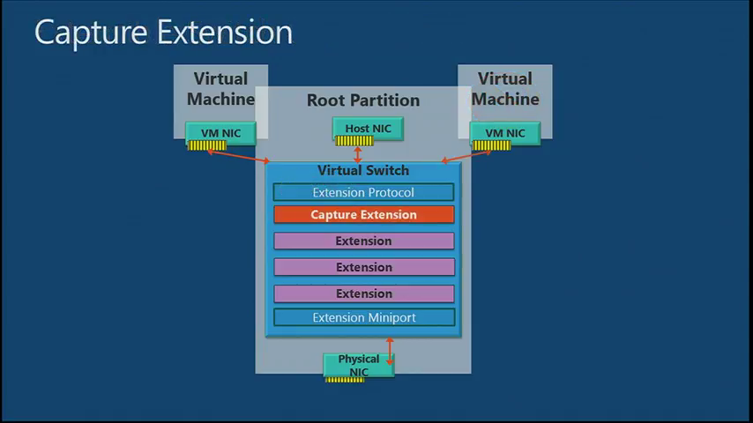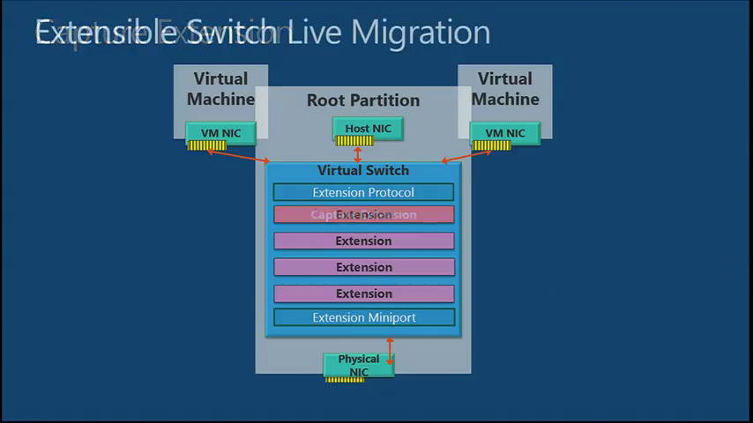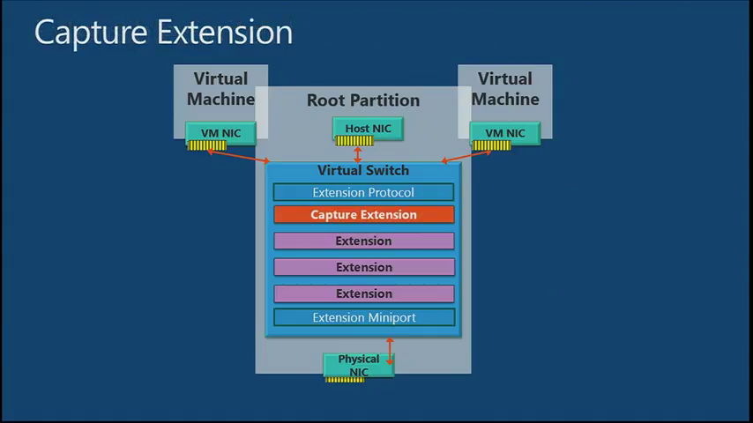There are basically four types of extension. There's a capture extension, which is basically a read-only extension. It's used for inspecting traffic, maybe for analysis or sniffing. It's there just to look at traffic going through the virtual switch. You'll notice it sits at the top of the stack, which means it can look at traffic as it comes out of a VM and as it returns again.